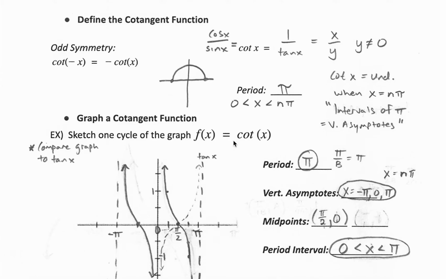In this video, we're going to continue where we left off in the last one. In the last video, we were talking about tangent graphs. And in this video, we're going to talk about some reciprocal functions. So we're going to start with the reciprocal of tangent. That's called cotangent.